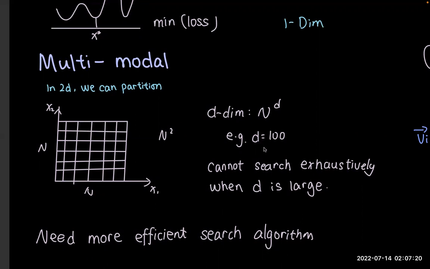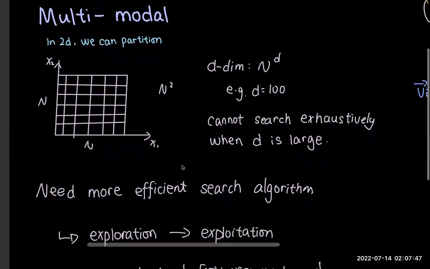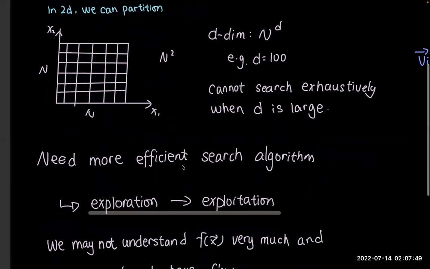For example, if d equals 100 and n is, say, 1,000, you have 1,000 to the power 100 grid points. There's no way for you to go through such a large number of grid points and evaluate each point by f and find the global minimum or global maximum. It is totally impossible. Therefore, you need a more efficient search algorithm to find the global minimum or global maximum.